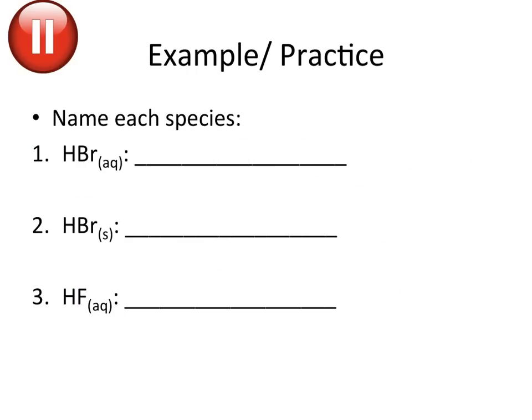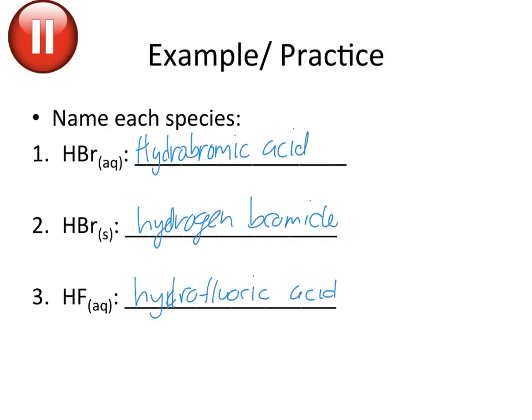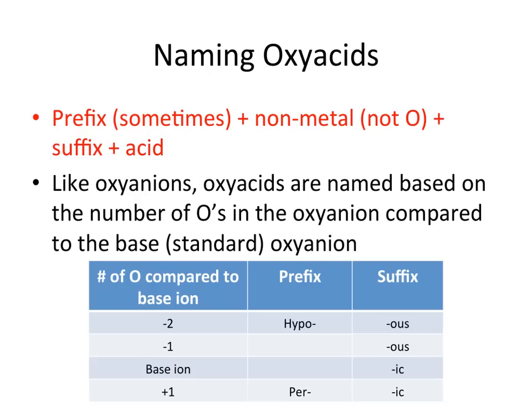Pause it right now. We'll come back with the answers. All right, welcome back. So here we see our first one. We have to look at the states. HBr aqueous is hydrobromic acid, but then when we look at the second one, it's a solid. So that is no longer an acid, it's just a regular covalent compound, so it's hydrogen bromide. HF aqueous, hydrofluoric acid.